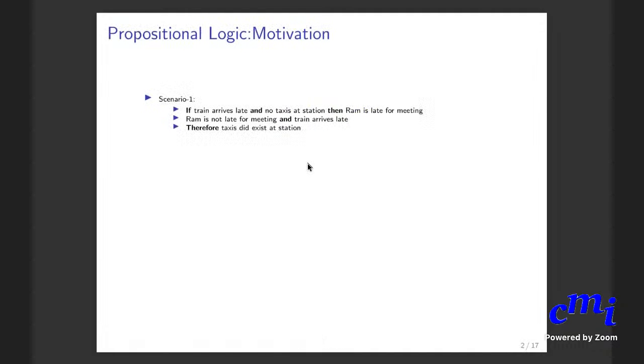Today I'll be talking about propositional logic. You all can see the screen and hear me well, correct? Yes, sir. Yes, sir.